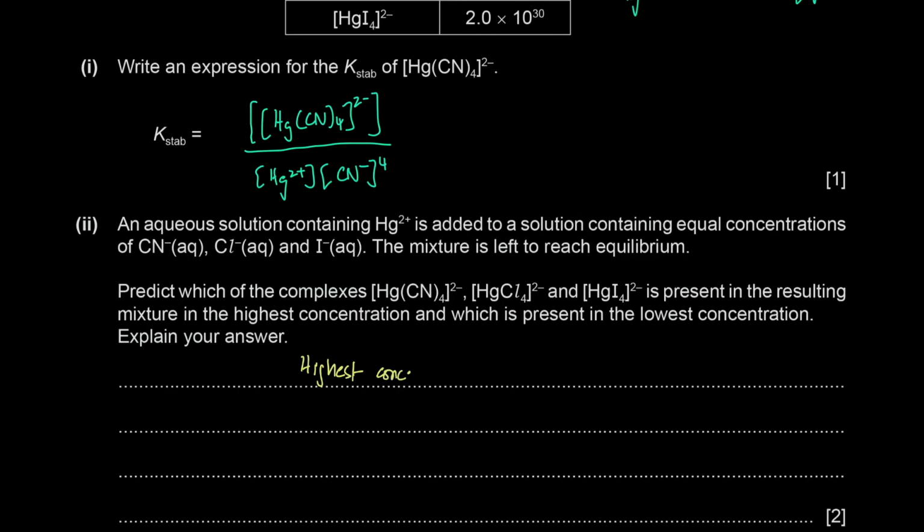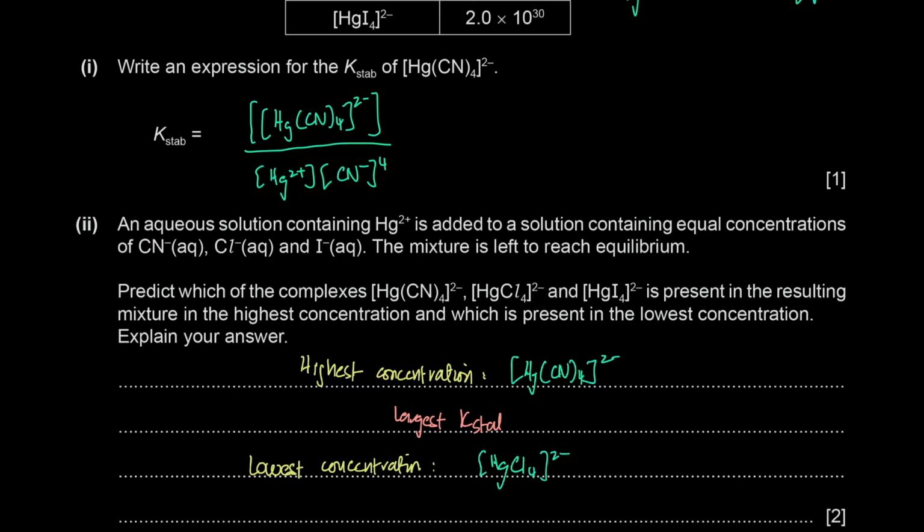So we can say over here that the highest concentration will be for this complex, the HgCN4 2- complex, and the reason why is because it has the largest stability constant, and the lowest concentration will be for the chloride complex, that is AgCl4 2-. And the reason why is because this has the smallest stability constant.